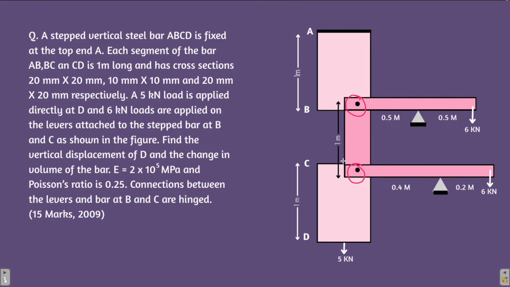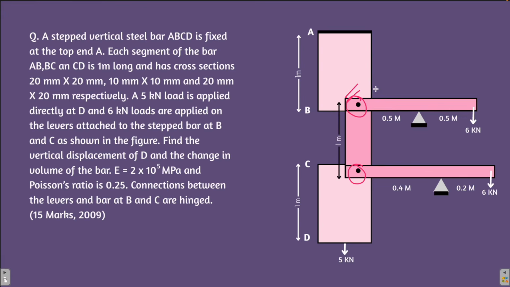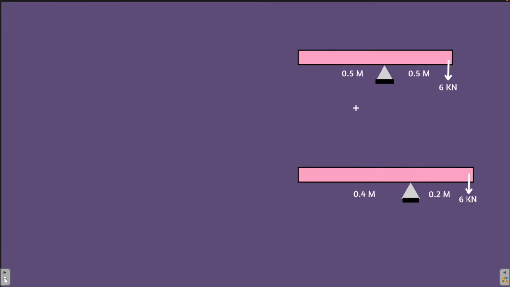Now let's proceed with the question. First of all, we have to find these forces. How to do that? Let's draw the FBD. This is the drawing of the lever arms here. These are two lever arms, and we have to find out the forces over here, at this point and this point. If we find out the forces at these two points, then only we can proceed.